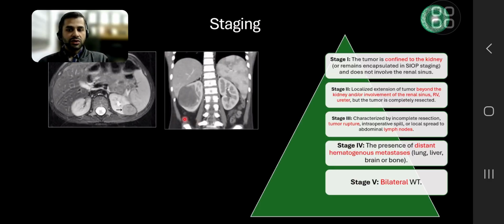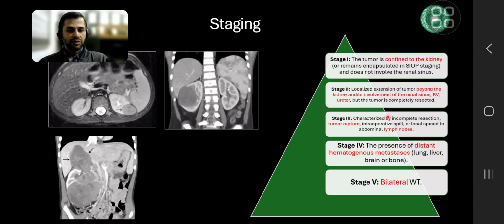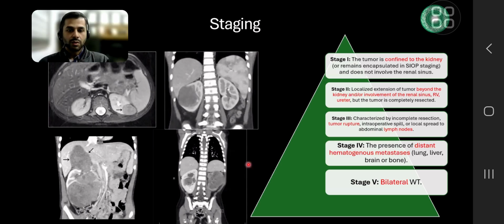Stage 3 is characterized by incomplete resection. Either there is tumor rupture, intraoperative spill, or local spread to the abdominal lymph nodes, which makes it stage 3. Stage 4 is always the presence of distant metastasis, and stage 5 is bilateral Wilms tumor, as I put up in the quiz. So stage 5 is always bilateral Wilms tumor.